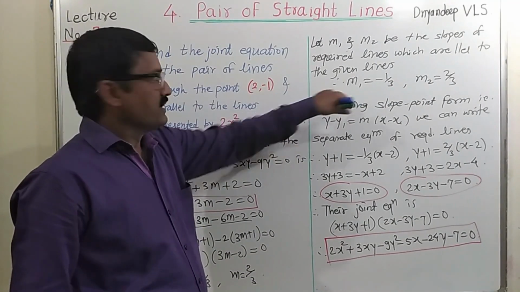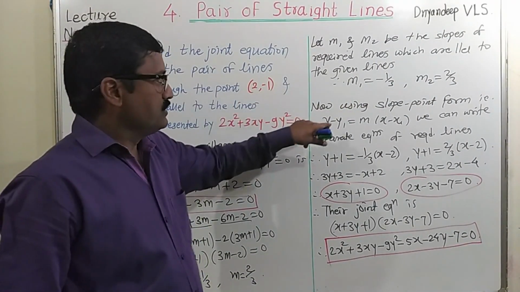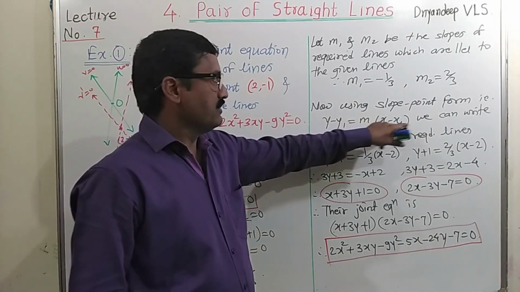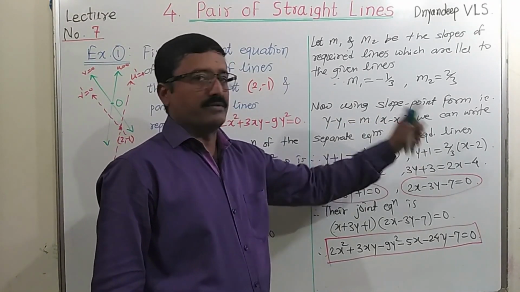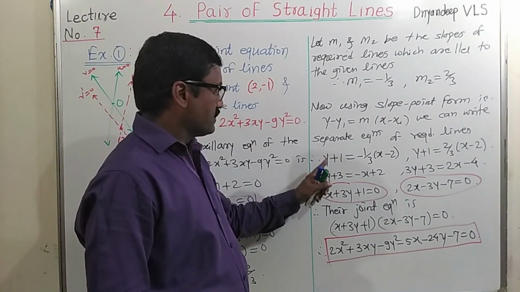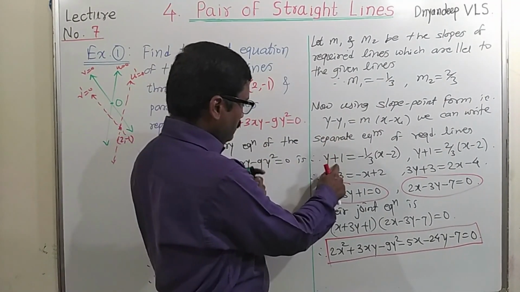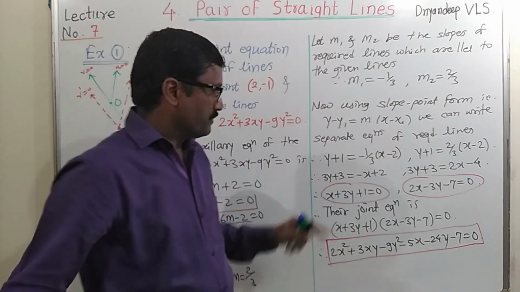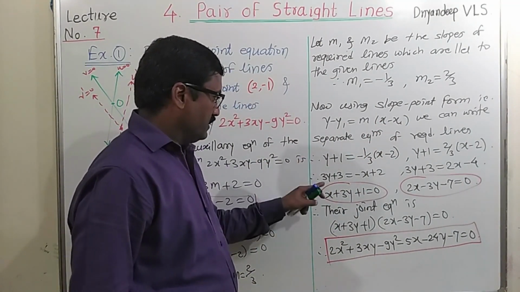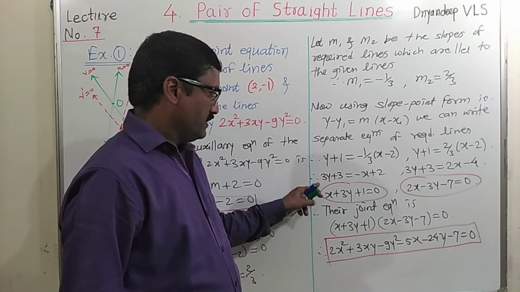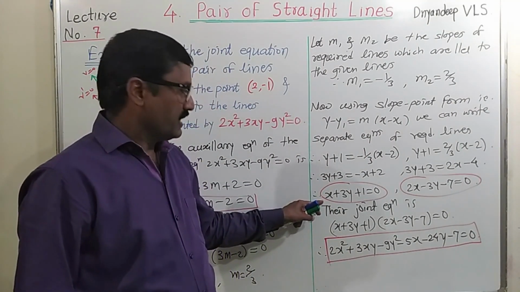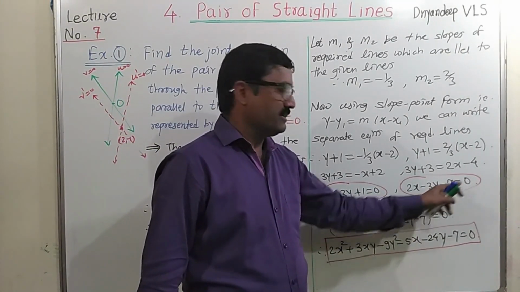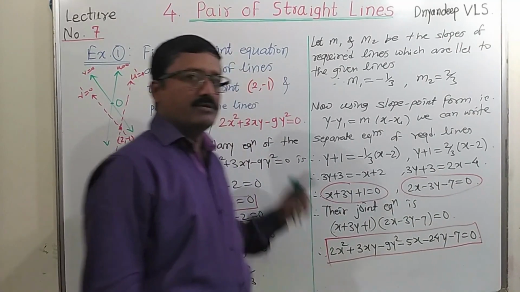Now knowing the slope, the point is already given. So using the slope-point form, that is y - y1 = m(x - x1), we can write the separate equations of the required lines. Here y1 is -1, so y + 1, and x1 is 2, so we get x - 2. Now multiplying both sides by 3 and simplifying, we get the equations x + 3y + 1 = 0 and 2x - 3y - 7 = 0. Now these are the separate equations of the required lines.